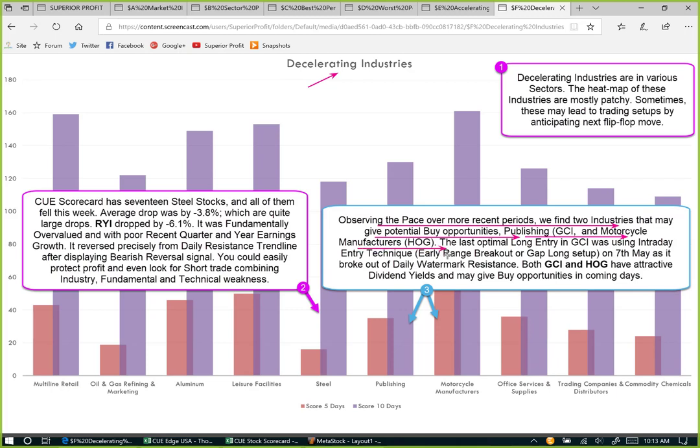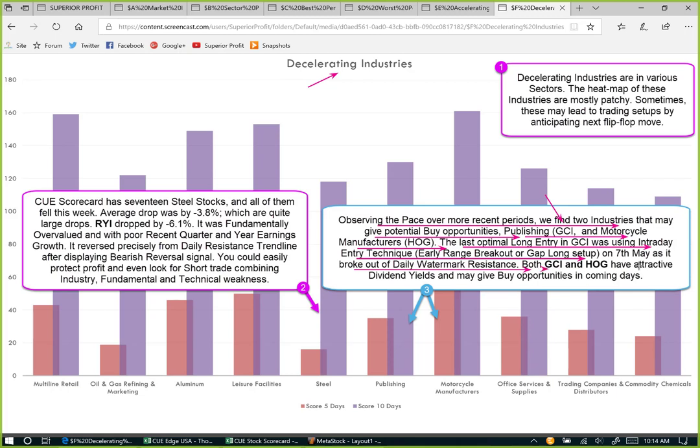I had discussed HOG, Harley Davidson, in a previous market roundup as well. Fundamentals are mixed, however technicals are looking good at a very low price level, pendulum low I think. We'll find it out from the technical chart. The last optimal long entry in GCI, the publishing stock, was using an intraday entry technique, early range breakout or gap long setup on 7th May as it broke out of daily watermark resistance.